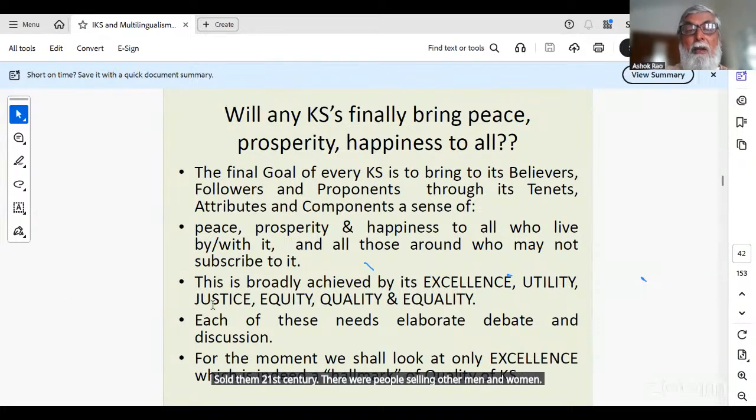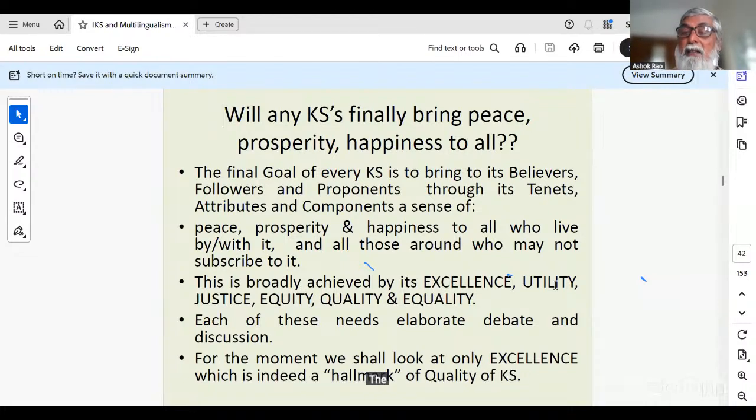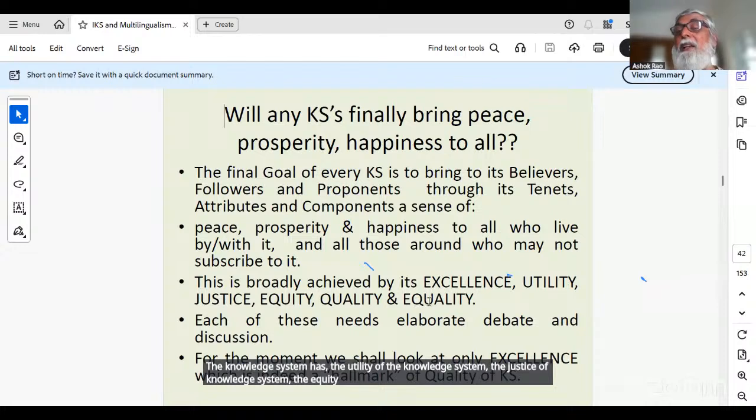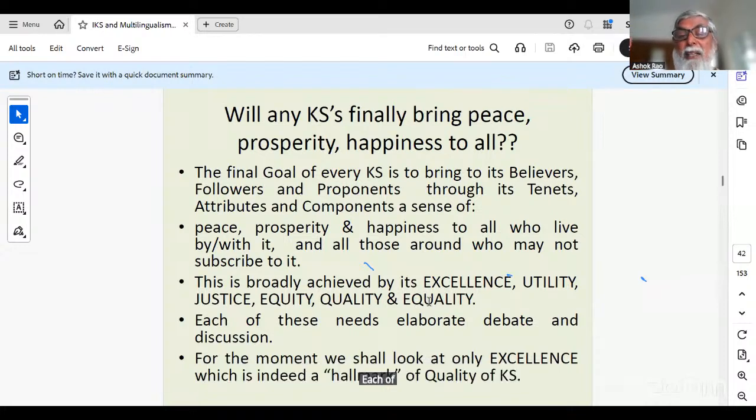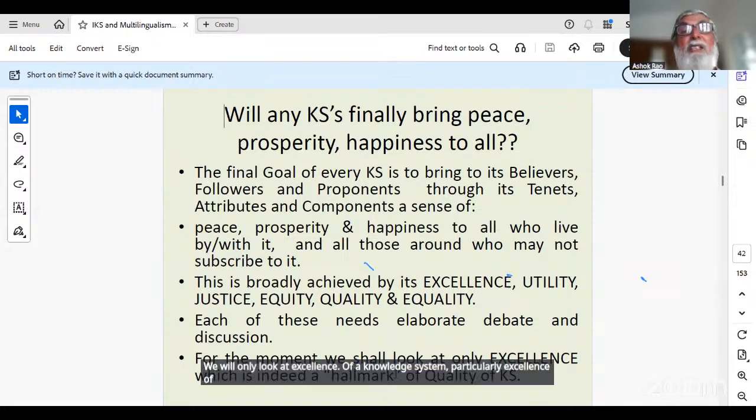Okay. So this is broadly achieved by the excellence the knowledge system has, the utility of the knowledge system, the justice of the knowledge system, the equity, quality, and equality. Each of this is a long seminar. We don't have time. We will only look at the excellence of a knowledge system, particularly the excellence of IKS, which is what we are focusing on. I will now stop here.